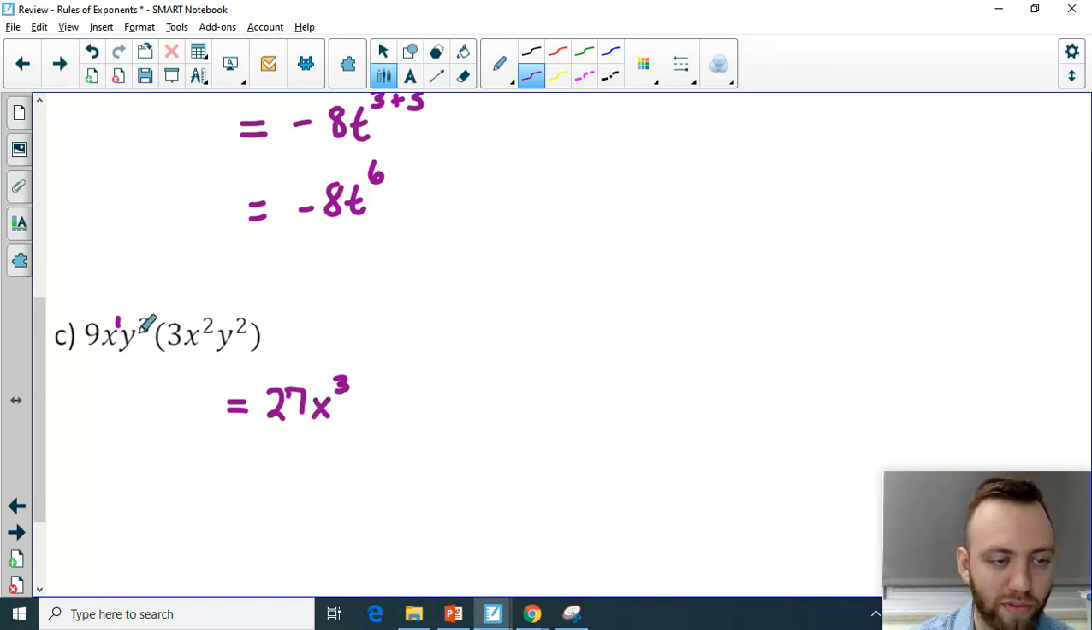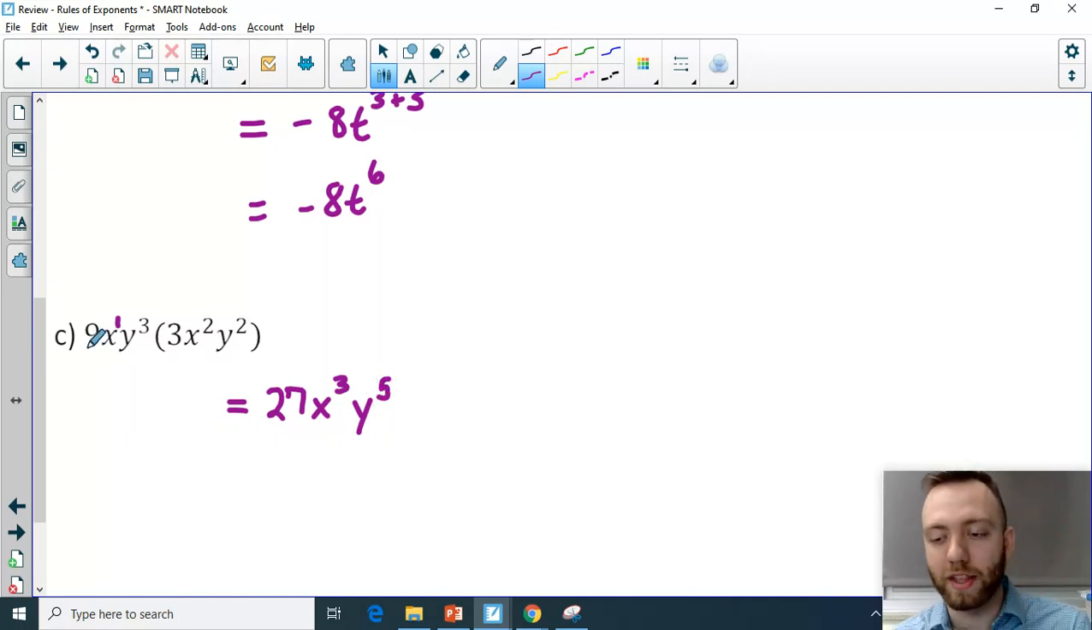Just because there's more than one variable, don't freak out. Now we have the y's. We're going to end up having y cubed times y squared, which together is 5 y's, or y to the 5th. So don't freak out, just match everything, right? That's what you can do with these. You can do the number multiplication first, then the x's, then the y's. Just keep it all in check. Don't start multiplying x's and y's together to get some crazy exponents.